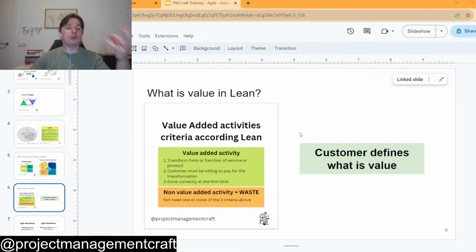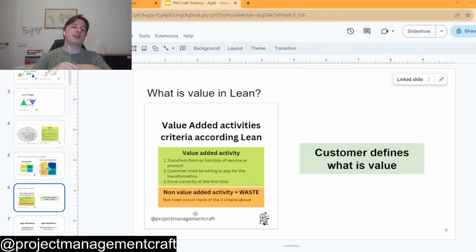So what is value in Lean, or what's value in the production system? Basically, value added activities, as they see them, are activities that transform the form or function of a service or product, that the customer must be willing to pay for, and that are done right the first time. And anything that cannot fit those standards or definitions is considered non-value added activity. So you can see that a lot of the things companies do are considered, from this perspective, as waste.